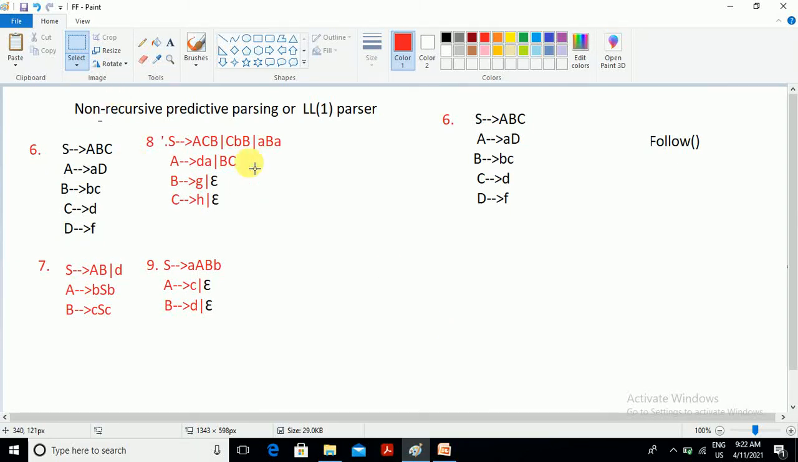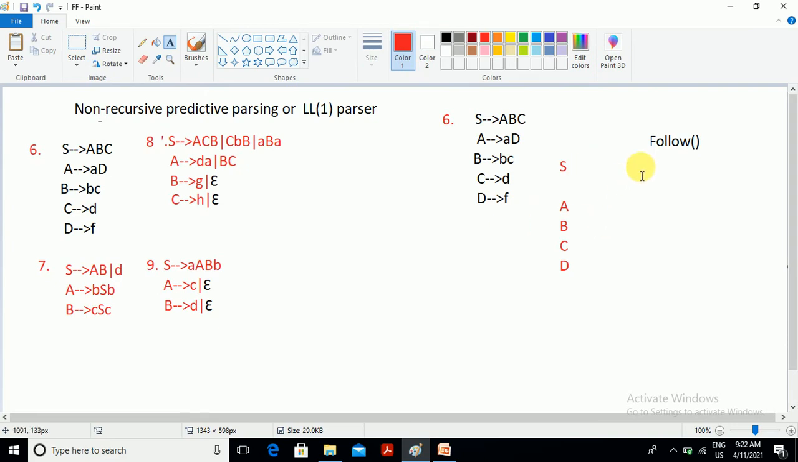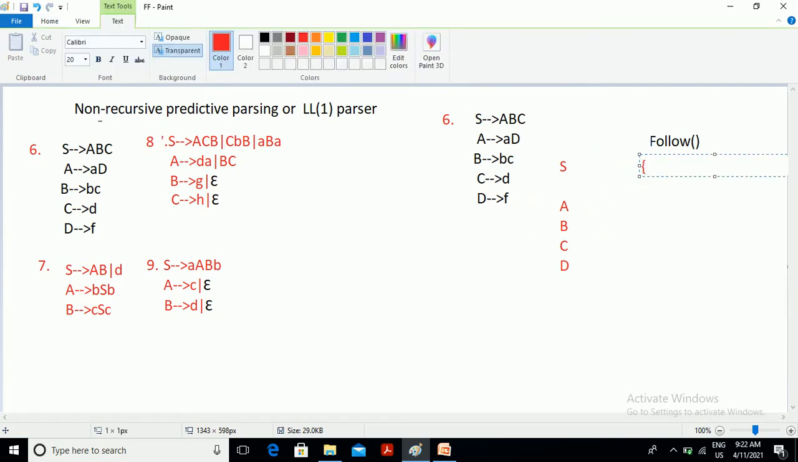Okay, sixth example. In the sixth example, how many non-terminals are there? First list them out: S, A, B, C and D. By default, the start symbol follows dollar. Then A follows. Find out the follow of A.